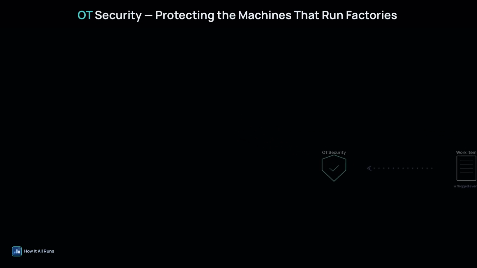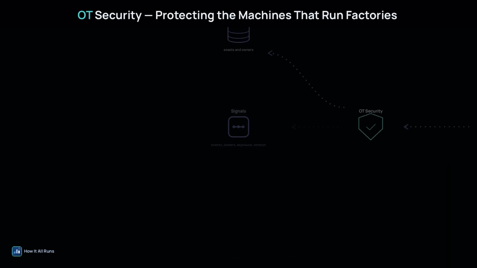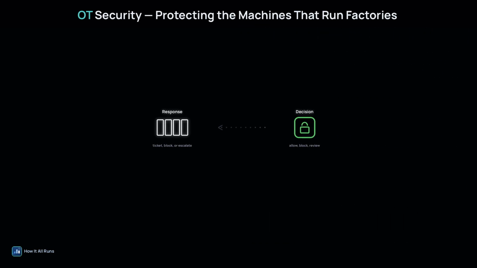OT security, protecting the machines that run factories, puts a control point in that path, so the risky part becomes visible early. Visibility needs signals, events, owners, exposure, context. These facts give the system something concrete to judge. Signals alone are noise. Policy says what safe looks like, the expected safe state. The output is a decision: continue, stop, escalate, or ask a person to review.